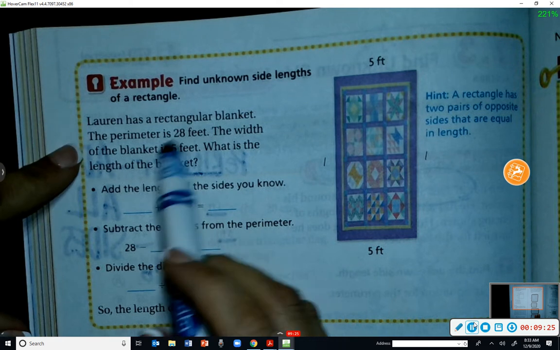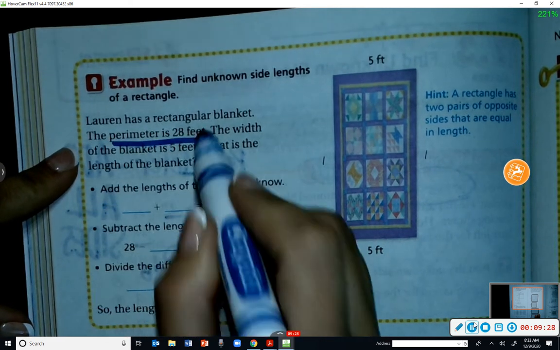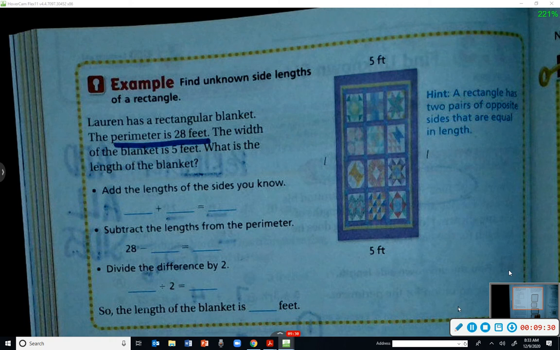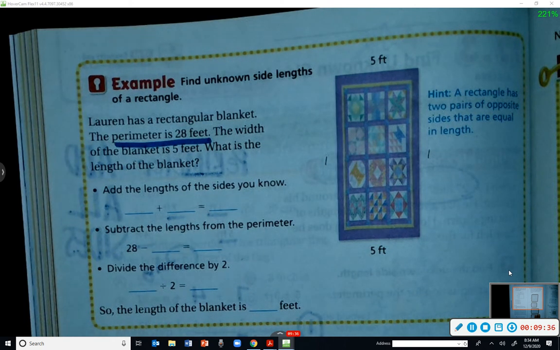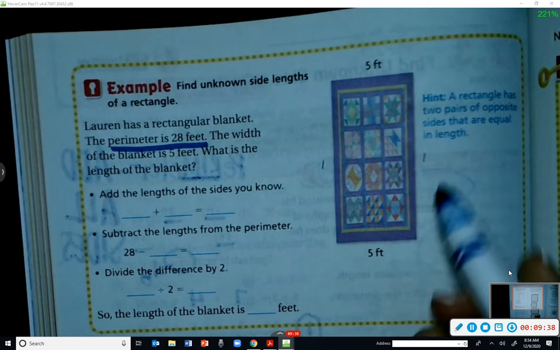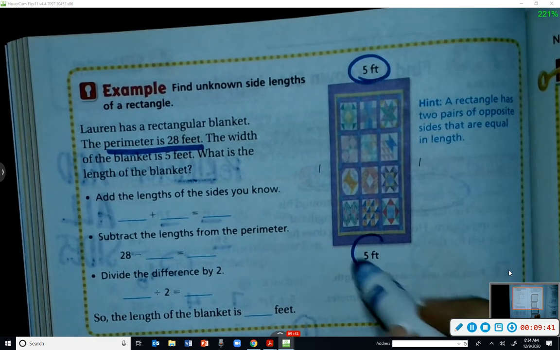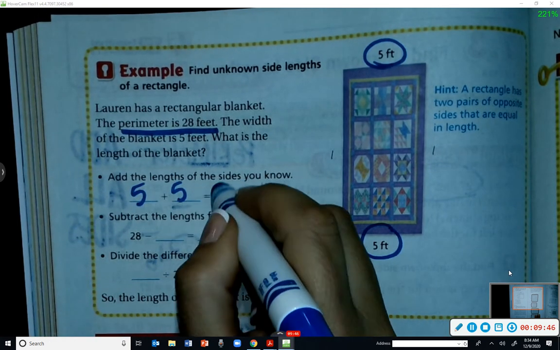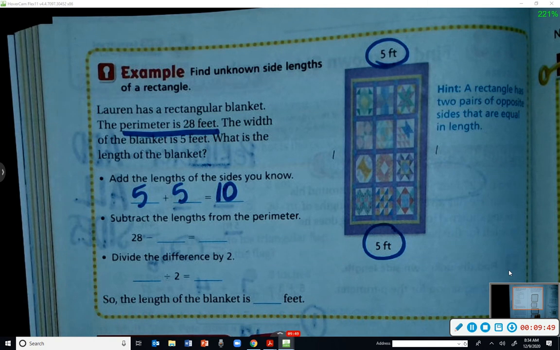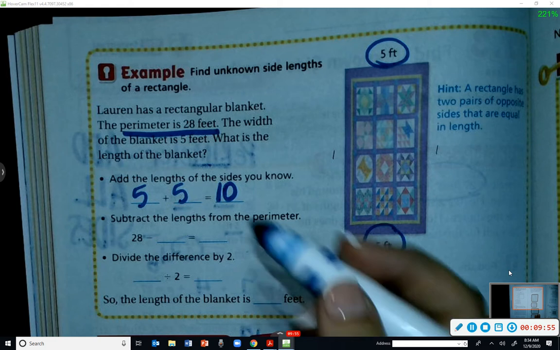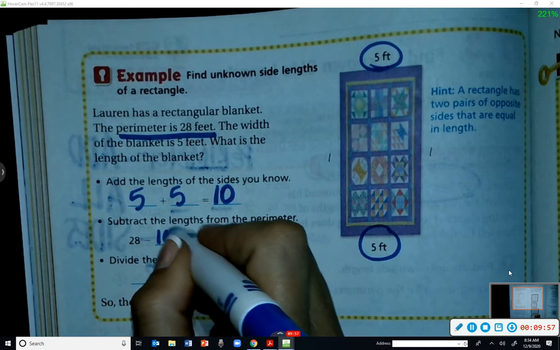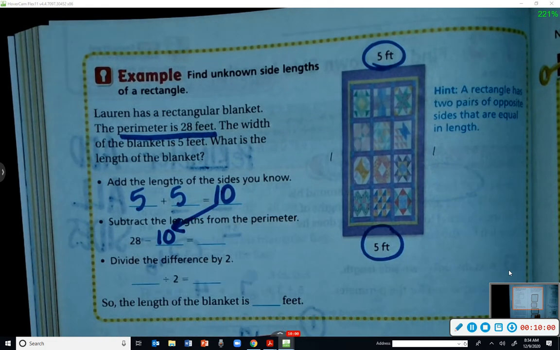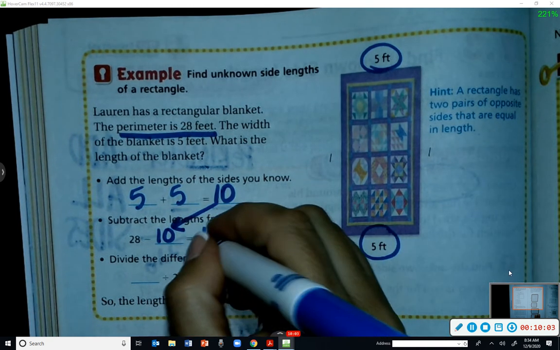Lauren has a rectangular blanket. The perimeter is 28 feet. The width of the blanket is 5 feet. What is the length of the blanket? Okay. So step 1, we're going to add the lengths of the sides we know, just like we did at the very beginning. 5 plus 5, 10. Now we're going to subtract it from the perimeter. The perimeter was 28, and we need to subtract 10. 18. Okay, good. It is 18.